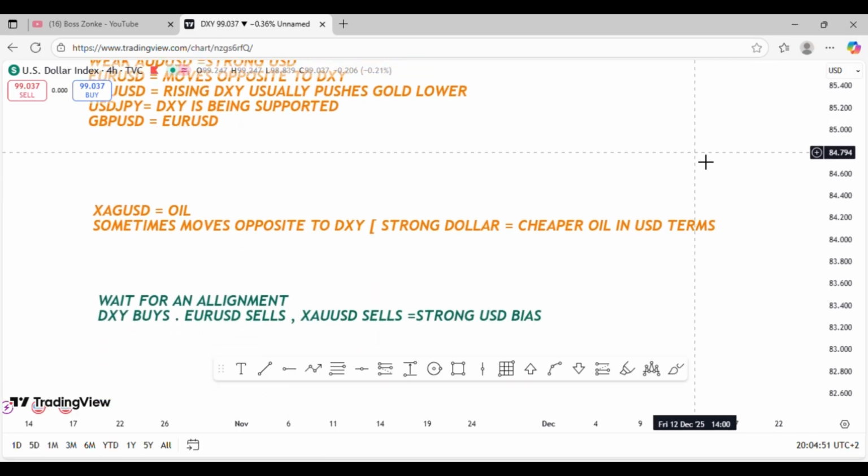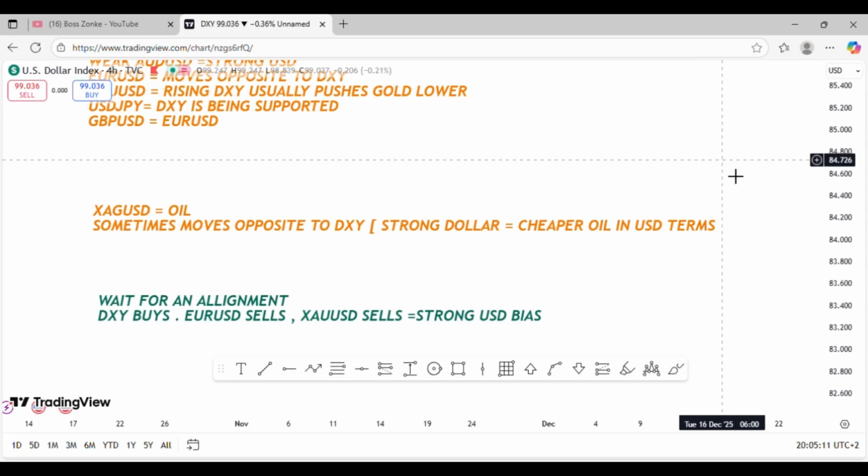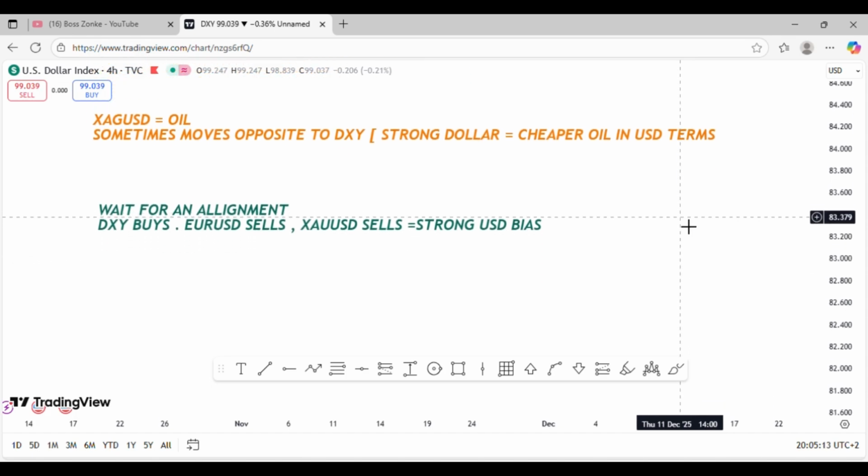And one thing that you also need to know, oil sometimes moves in the opposite direction to DXY. Strong dollar equals cheap oil in USD terms. You understand? And then one thing I can advise you guys to do is simply wait for an alignment.